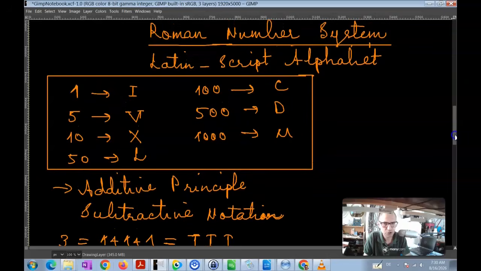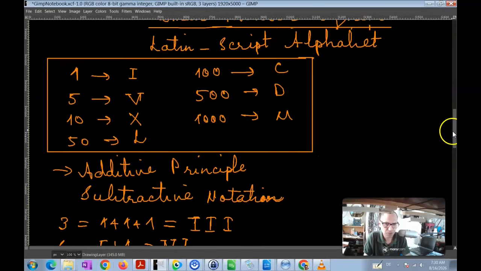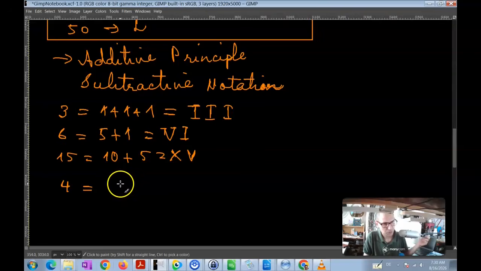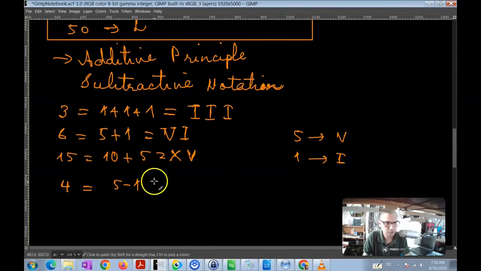Suppose that you want to write a 4. A 4 in this system is not a 1 plus a 1 plus a 1 plus a 1. That would be wrong, you cannot do that. You have to write it as a 5 minus 1. And of course you know that a 5 is a V, and a 1 is an I. So how do I do subtraction?